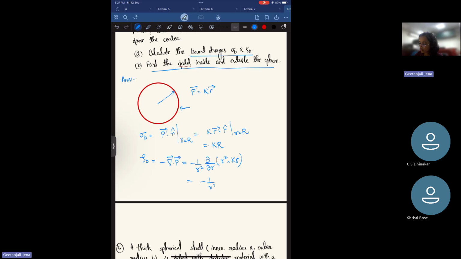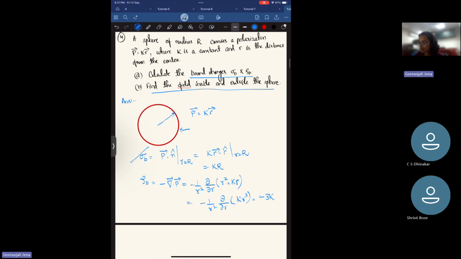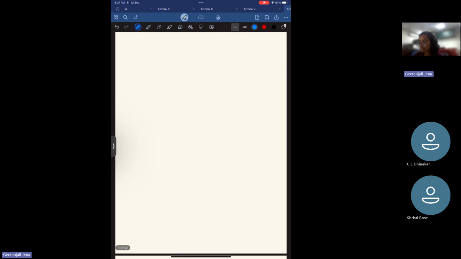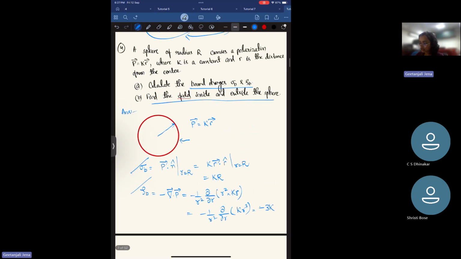So 1 by r square, dou by dou r, kr cube. This will give minus 3k. So this is the surface bound charge, this is the volume bound charge. Now let us calculate the field.